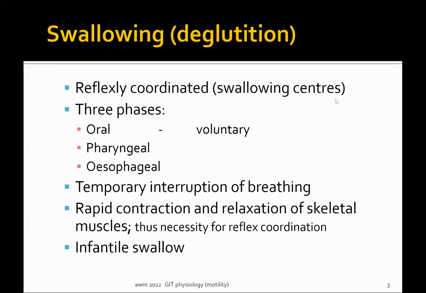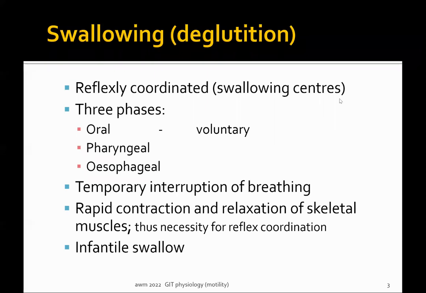You have 3 phases. These phases are determined by the location of the bolus at that particular time. So the bolus passes through the oral cavity, then through the pharyngeal cavity, and then through the esophageal conduit, which is why you have the 3 phases: oral, pharyngeal, and esophageal. Of these 3 phases, when the bolus is passing through the oral cavity, that is when you have voluntary control over the bolus. You can change your mind. You can chew, decide, I'm not going to swallow this, and spit it out.